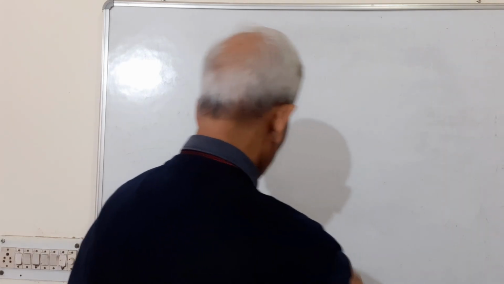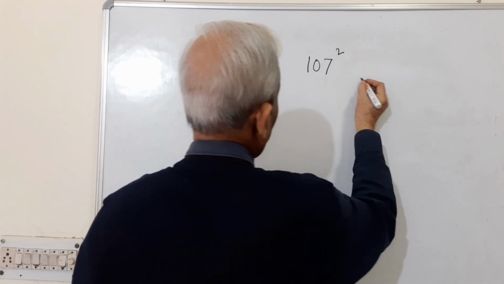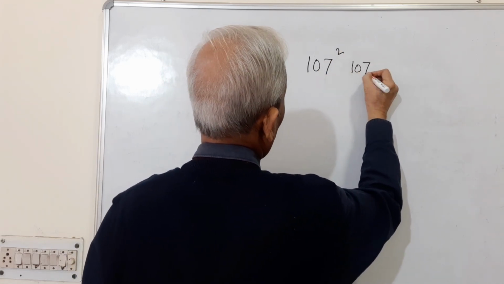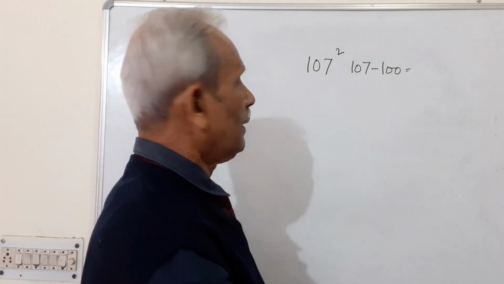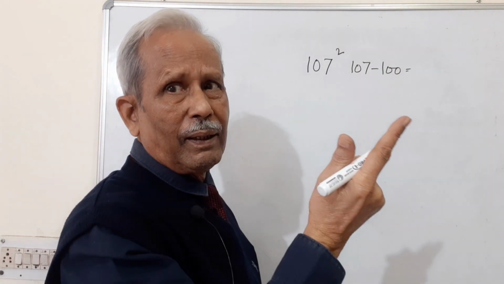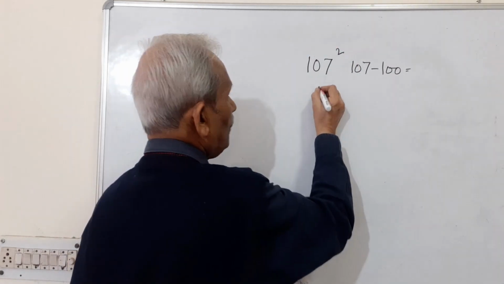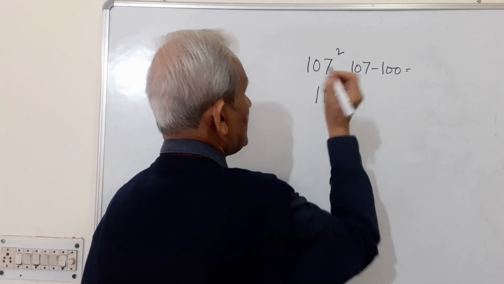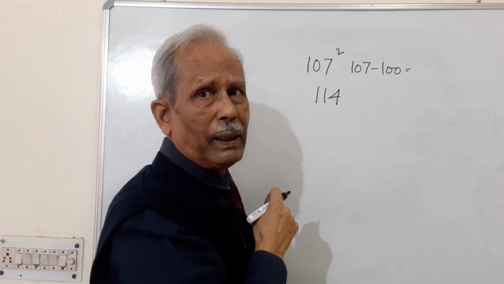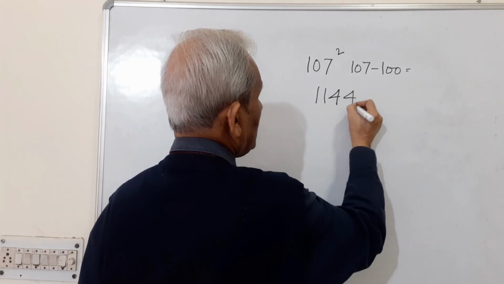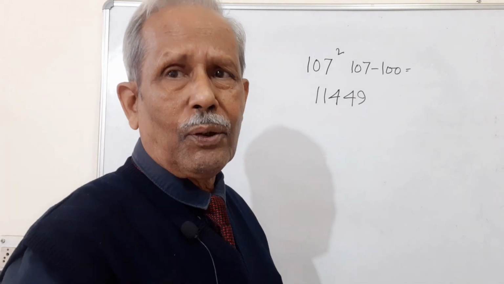Let us do another problem, 107 square. Here the difference is 107 minus 100 is 7. So can you do it without writing it? The difference is 7. That means what? We have to add 107 with 7. We get 114, that is the first part of the answer, and second part of the answer is 7 square, 49. There are 2 zeros in the base, so we can take 2 spaces, write down 49, the answer is 11449. We need not do anything at all, right?